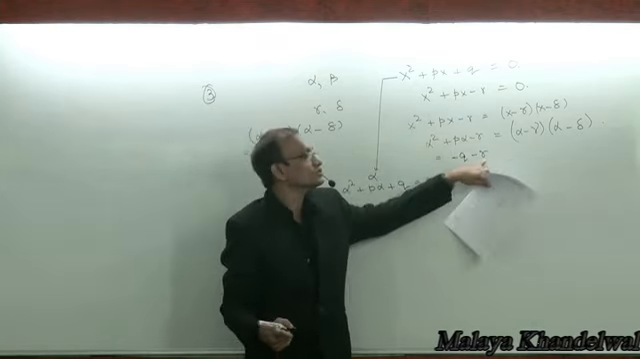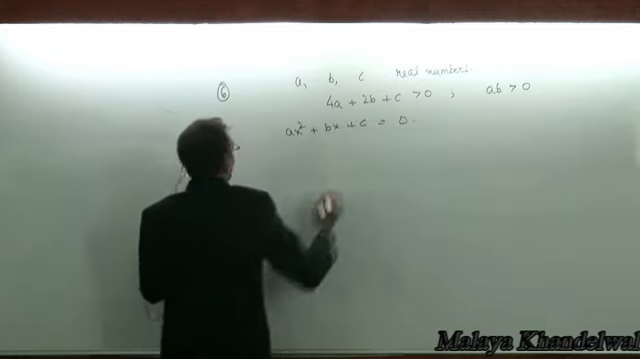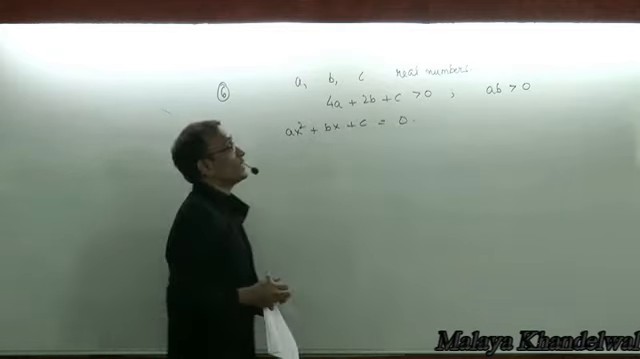A, B, C are real numbers such that 4A plus 2B plus C is greater than 0 and AB is greater than 0. Then AX squared plus BX plus C equal to 0 has what kind of roots? That's what we need to find, whether it has real roots or imaginary roots, exactly one root, none of these. So 4A plus 2B plus C is equal to 0 in the question. Is equal to 0. Right?